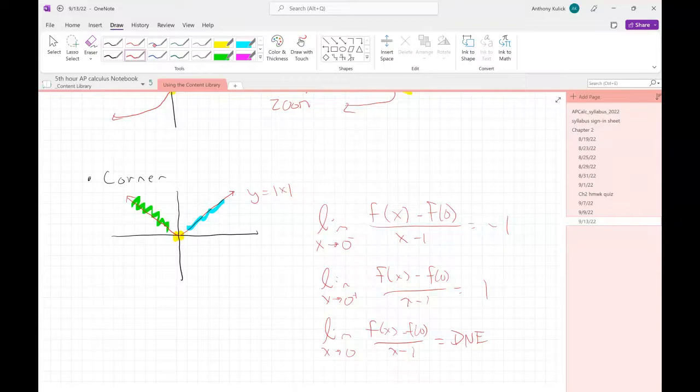So basically on these corners, you're looking for a place in the graph where the slope of the tangent lines from the left and the right don't match. Right? That's all we're really talking about visually. Okay.